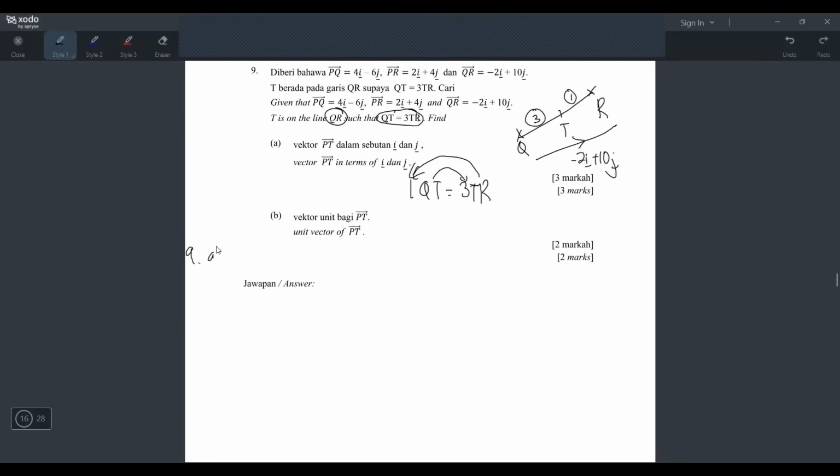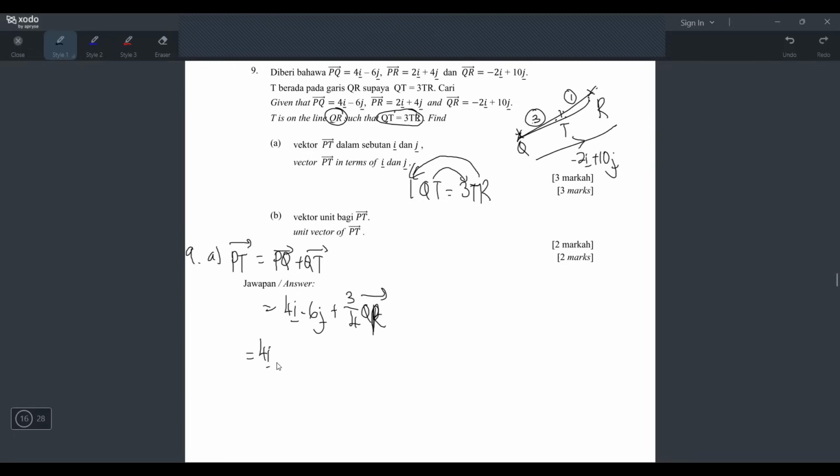So soalan A says find vector PT in terms of ij. Okay, let's use the information they give us. What we can do? PQ plus QT lah. Because PQ vector is given for free already up here, 4i minus 6j, right? And then QT, walaupun tak ada sekarang, but I already tell you, you can find it because QT is a part of QR. Maksudnya QT adalah sebahagian daripada QR, right? And you have the ratio and you also have the vector QR. So QT, kita boleh tulis dia 3 over 4 times QR because QT is 3 portion, total is 4 portion. So 3 over 4 times with vector QR.